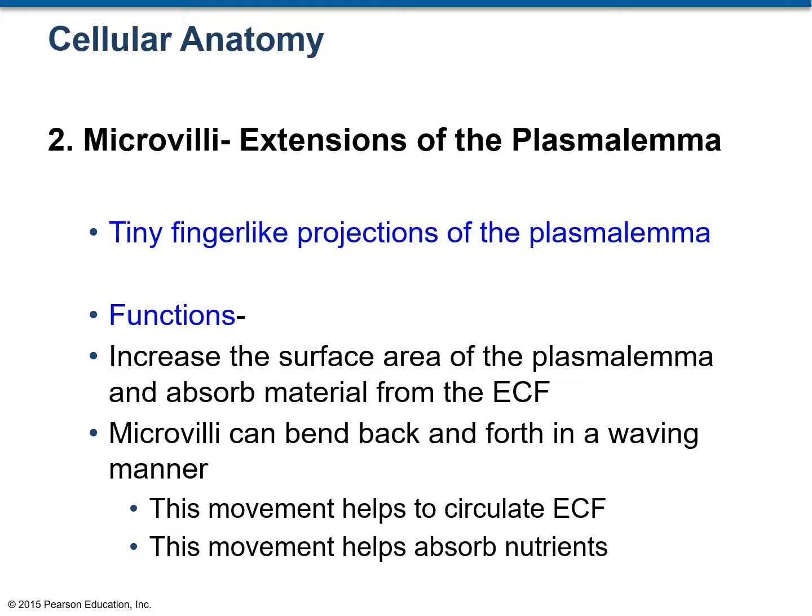The second type of non-membranous organelles are the microvilli. The microvilli are really small, finger-like extensions or projections of the cell membrane. Their function is to increase the surface area of the cell membrane. Why would the cell membrane need increased surface area? To enhance secretion and absorption. Moreover, as the microvilli bend back and forth in a wave-like motion, it helps to circulate the fluid outside of the cell, which is known as the extracellular fluid, and this movement helps the cell to absorb more nutrients.